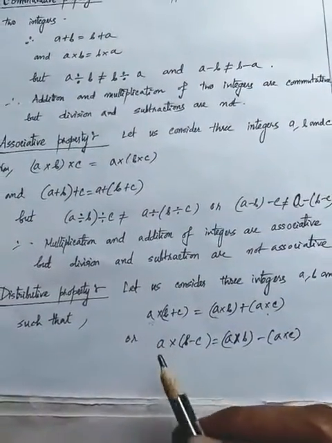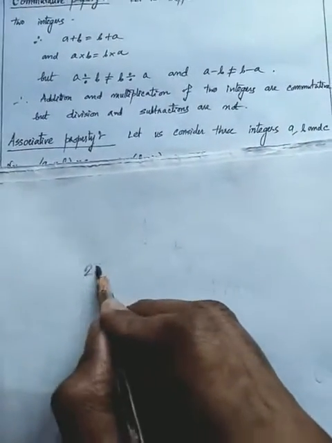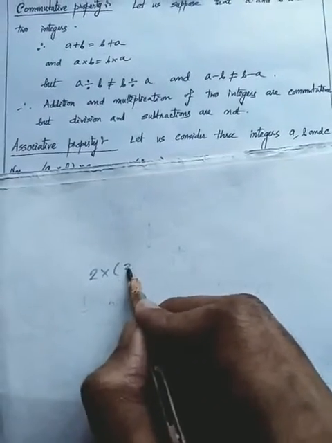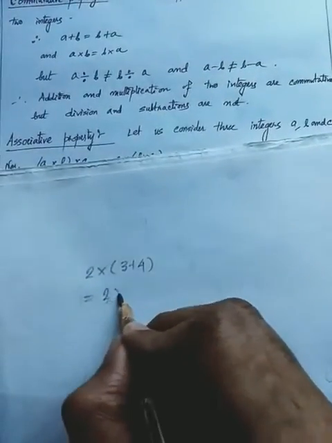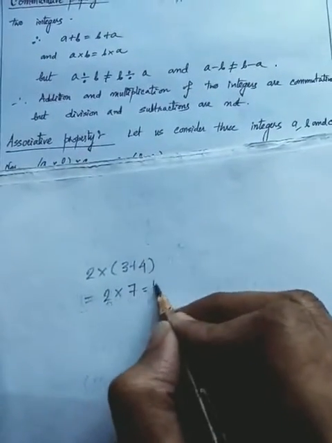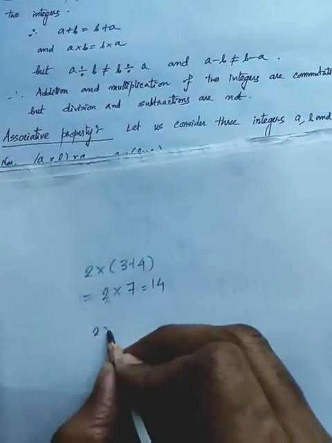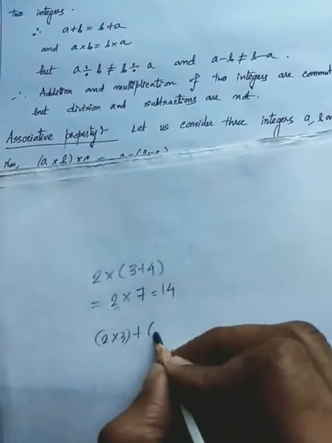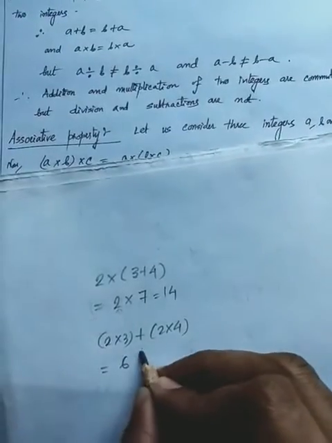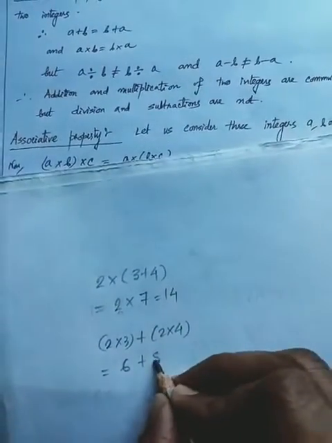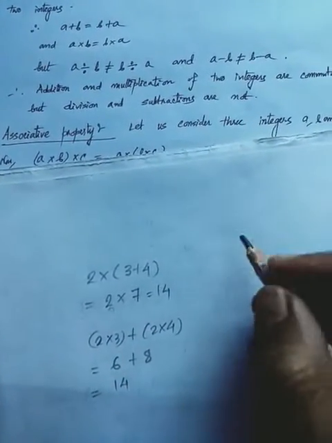Let us understand this property with the help of an example. Let me consider three integers, 2 into 3 plus 4. 2, 3, 4 are these three integers. Now the result will be 2 into 7, that is 14. But if I write this, will the result be the same? 2 into 3 will give you 6 and 2 into 4 will give you 8. You can see that the same result you are getting.